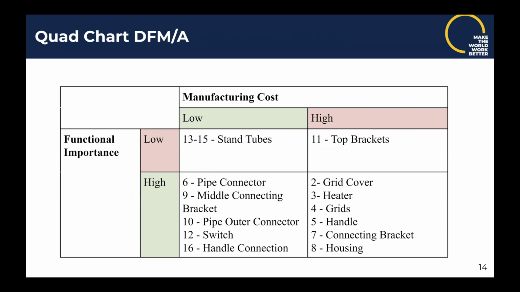This is our quad chart where we classified the waffle maker subparts based on functional importance and manufacturing cost. Through this chart, we can see that components with a high cost include the top brackets, grid cover, heater, grids, handle, connecting bracket, and housing. This helped us to figure out where improvements could be made, such as combining or eliminating certain parts to be the most beneficial in reducing our manufacturing costs.